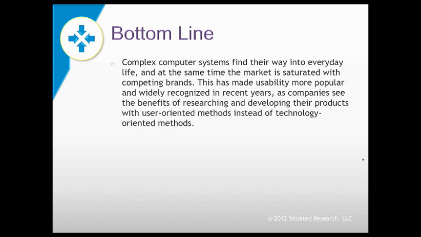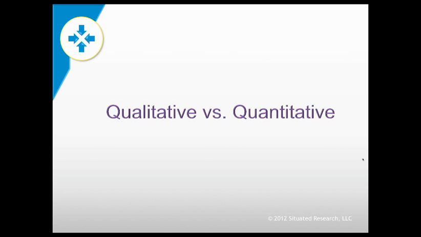The bottom line is that complex computer systems find their way into everyday life. And at the same time, the market is so saturated with competing brands. And this has made usability more popular and widely recognized in recent years as companies see the benefits of doing this research and developing their products with user-oriented methods instead of technology-oriented methods. And we'll discuss that a little bit later on as well.